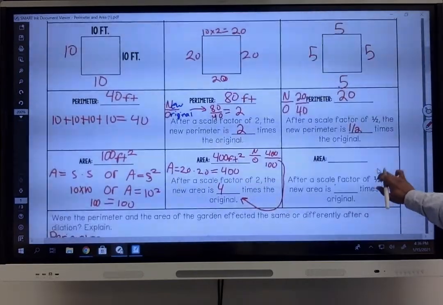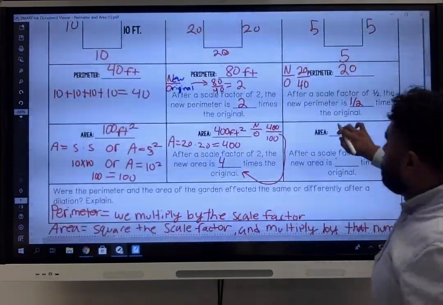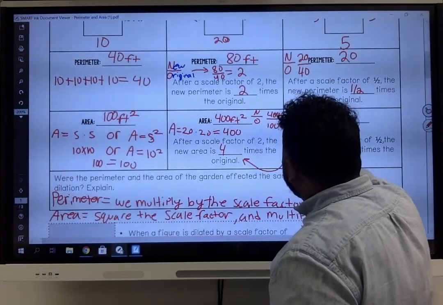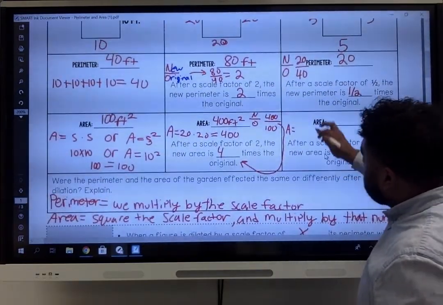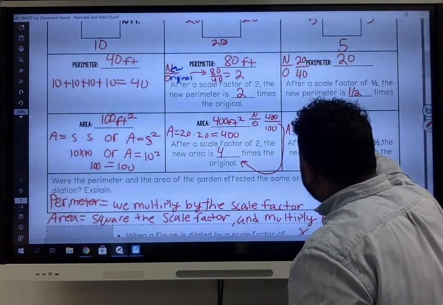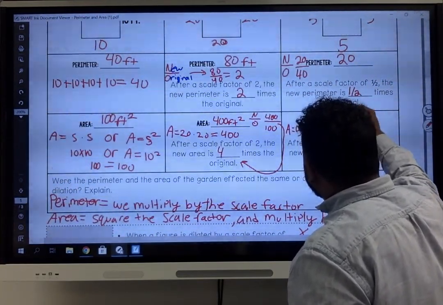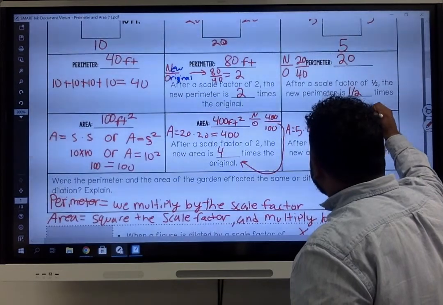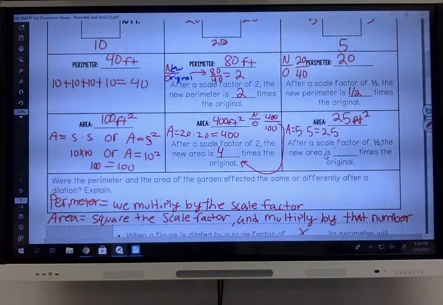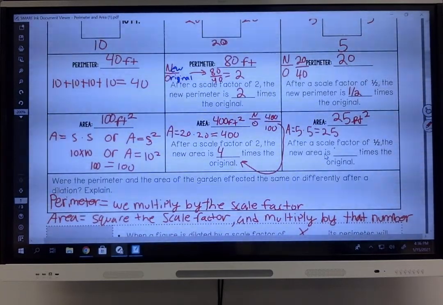And now the area. Again, the area is side length times side length. So one side length is 5. So 5 multiplied by 5 equals 25. Our area is now 25 feet squared. Okay? After a scale factor of 1/2, the new area is blank times the original.